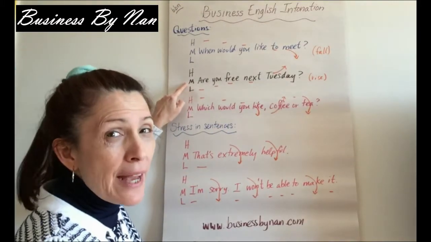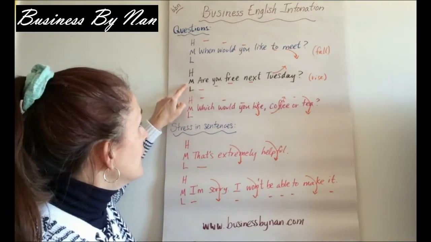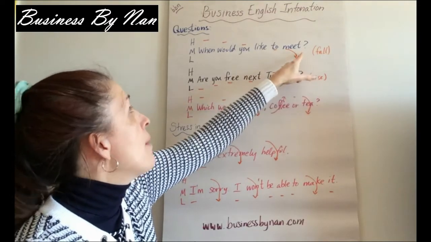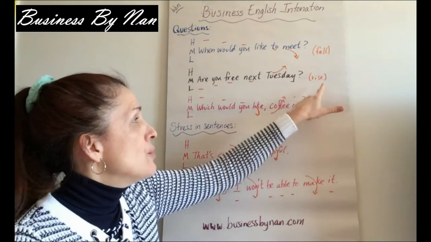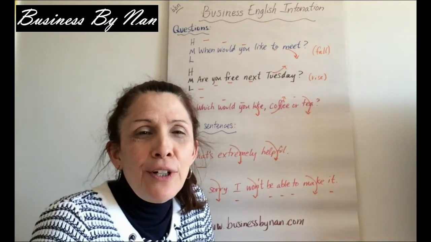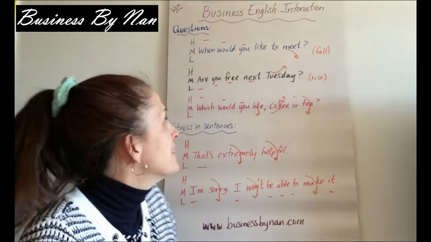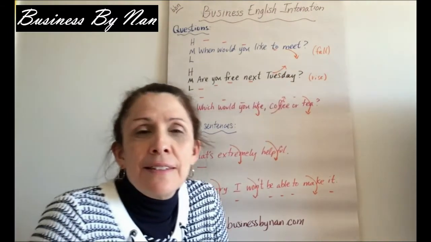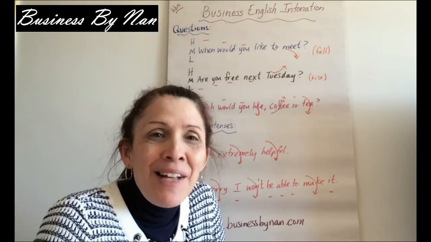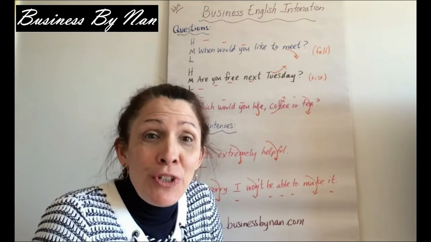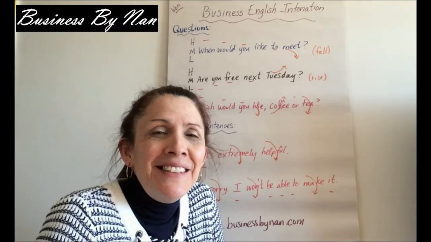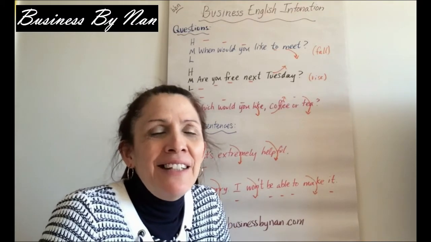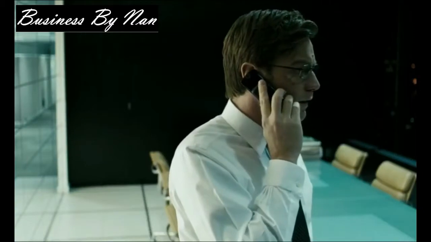In the second one, we have a yes or no question. Are you free next Tuesday? And notice it's just the opposite of the WH question. You should have a rise in your voice or in your intonation. Are you free next Tuesday? Are you coming on time? Will you come with Bob? Did you notice all of those are yes or no questions, and they have a rise at the end. Are you free tonight?